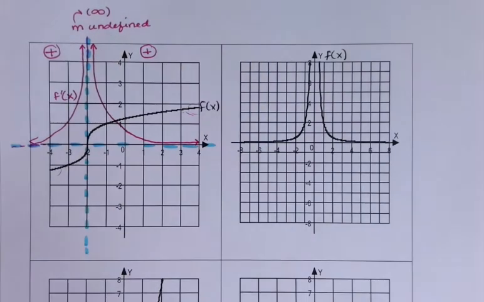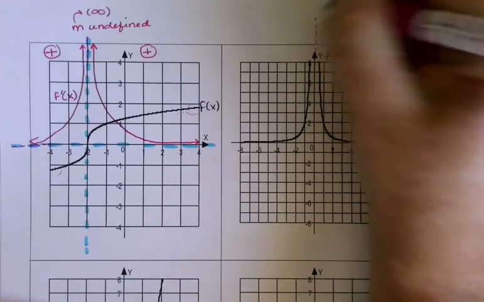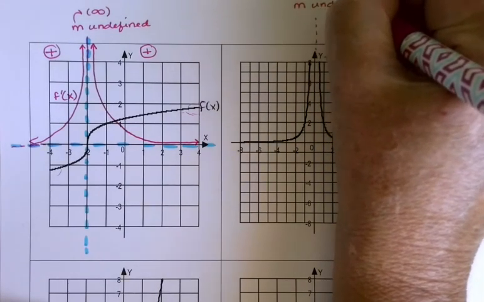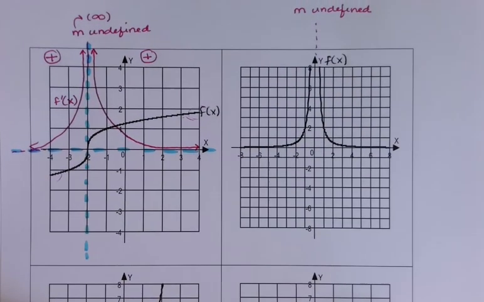Right at x equals 0 this time, the function itself has a vertical asymptote. So the slope must be undefined. There is no y value there. So I certainly couldn't draw a tangent line at that point.